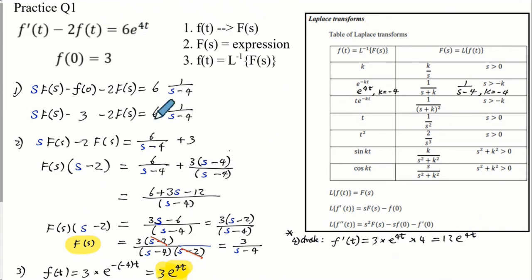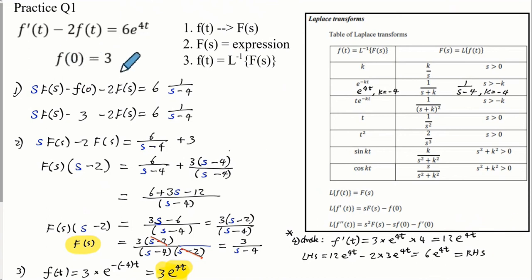Now, if I plug that into this original expression, the left-hand side, therefore, is 12 e to the 4t minus 2 times the function itself, so 3 e to the 4t. That will be 12 e to the 4t minus 6 e to the 4t, therefore I should have 6 e to the 4t. And that happens to equal the right-hand side. So that expression is satisfied.